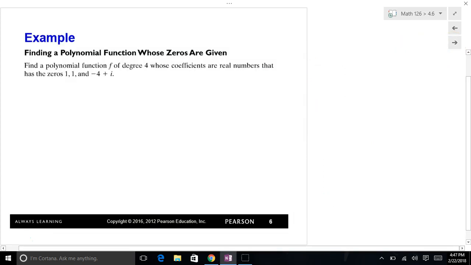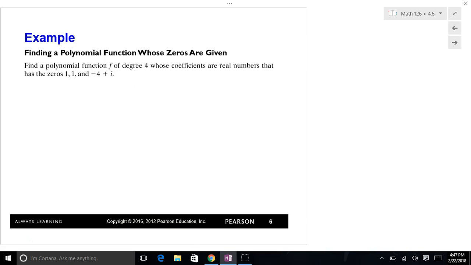So we can build polynomials then. Let's build one here. Find a polynomial function of degree 4, so we should end up with an x to the 4th here, whose coefficients are real numbers and has these zeros: 1, 1, and negative 4 plus i. So this is expecting us to know the conjugate pairs theorem.